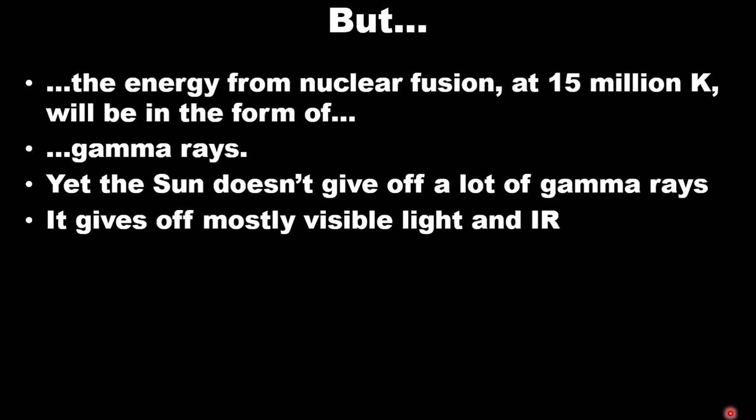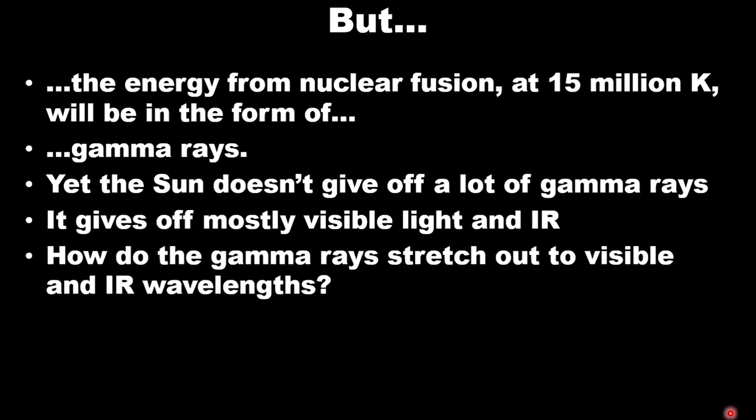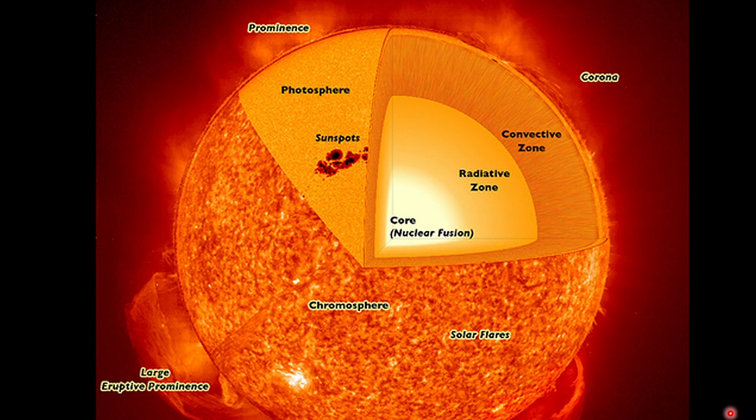It gives off mostly the visible light that you see as sunlight, which we haven't seen very much of lately, and heat, what we detect as heat, which, remember, is really the somewhat longer wavelength infrared radiation. So the question is, how do you stretch out the gamma rays that are generated in the core of the sun to the nice visible and infrared wavelengths that you get at the surface of the sun? Well, it has to do with the fact that those gamma rays have a long way to go before they get out to the surface.